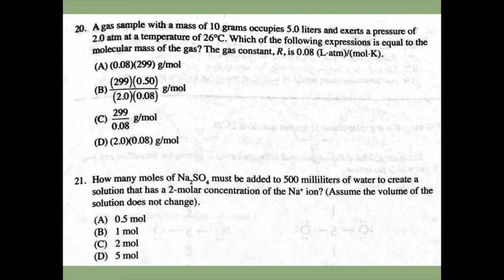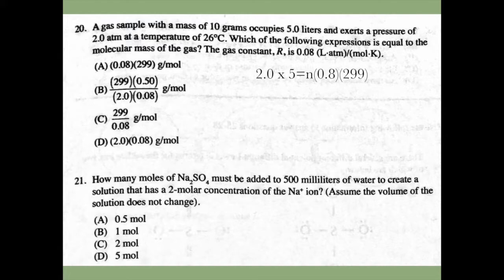In 20, it says a gas sample with a mass of 10 grams occupies 5 liters and exerts a pressure of 2 atmospheres at a temperature of 26 degrees Celsius. Which of the following expressions is equal to the molecular mass of the gas? So I would set this up. Because I'm not at standard temperature and pressure, I've got to use PV equals nRT. And I'm going to plug in all the values that I know.